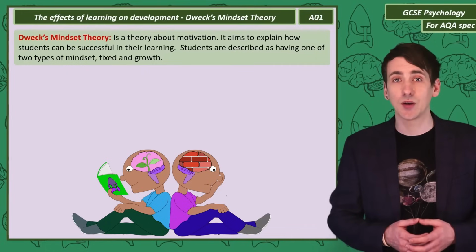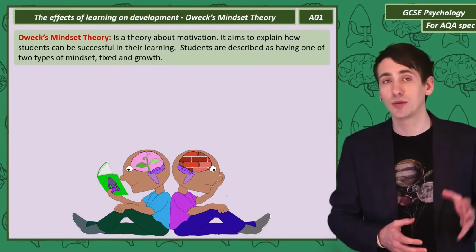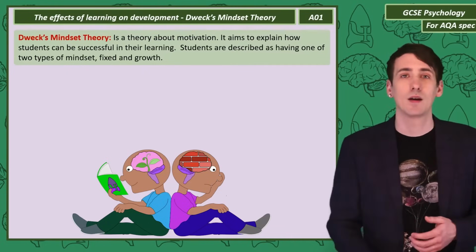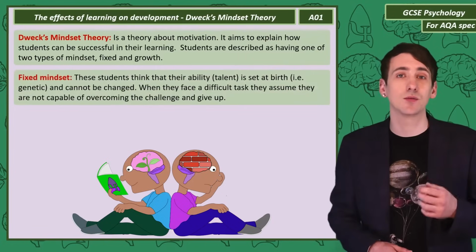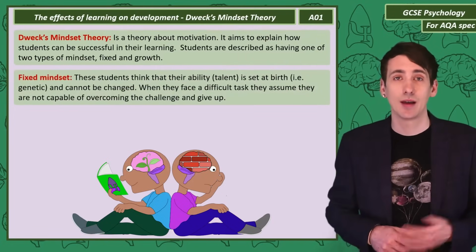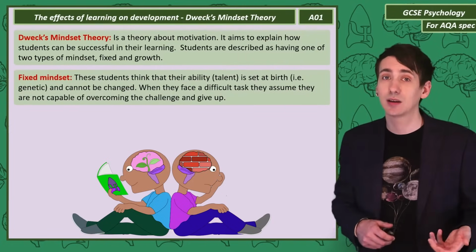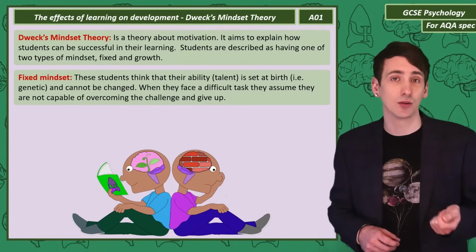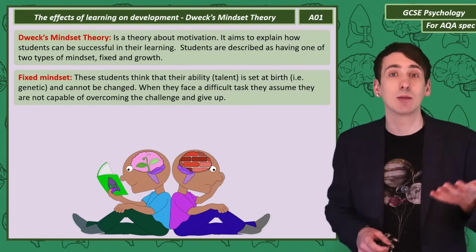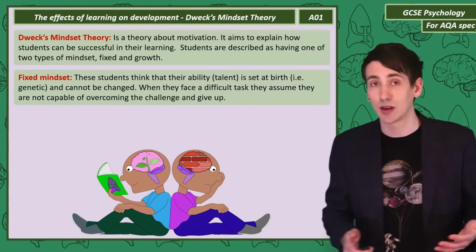To do that, it classifies students as either having a growth or a fixed mindset. Fixed mindset students see ability as something outside of their control. They think it's set at birth, so genetic, and if they face a task that's difficult for them, they assume they're not able to overcome the challenge, so they give up.